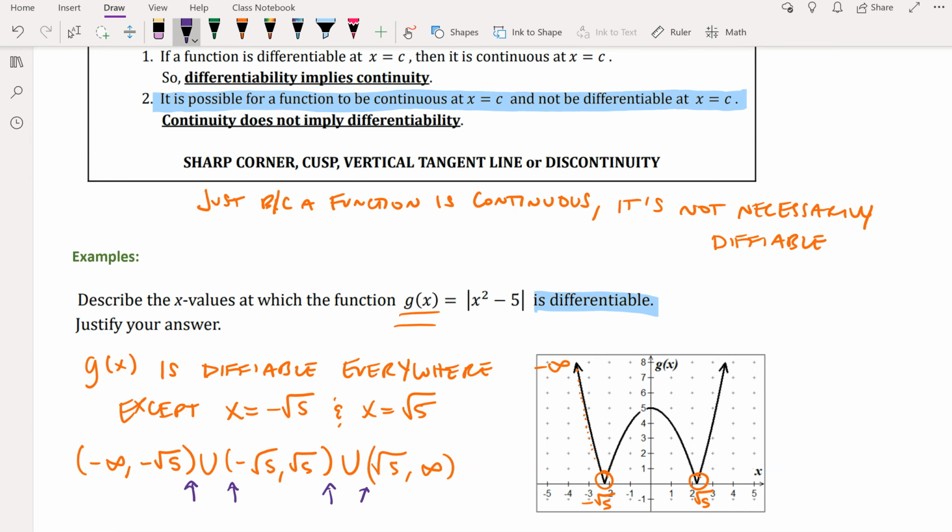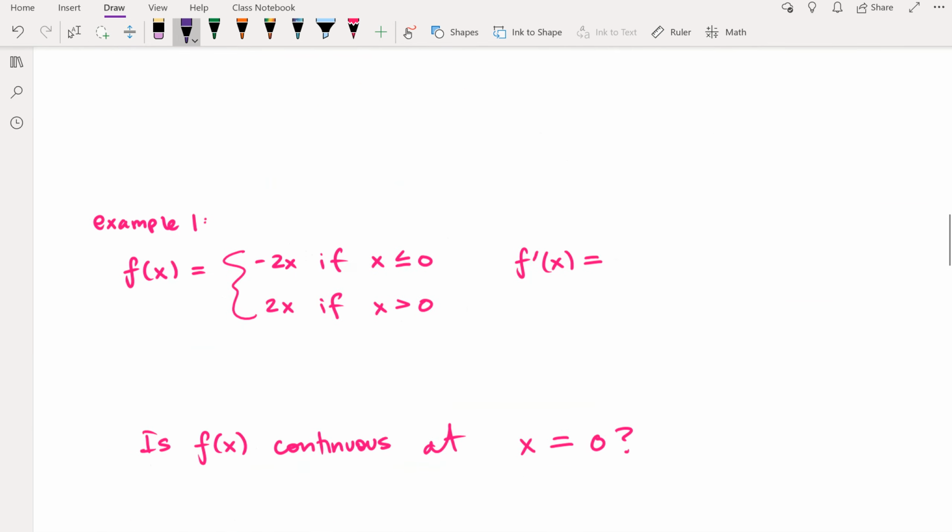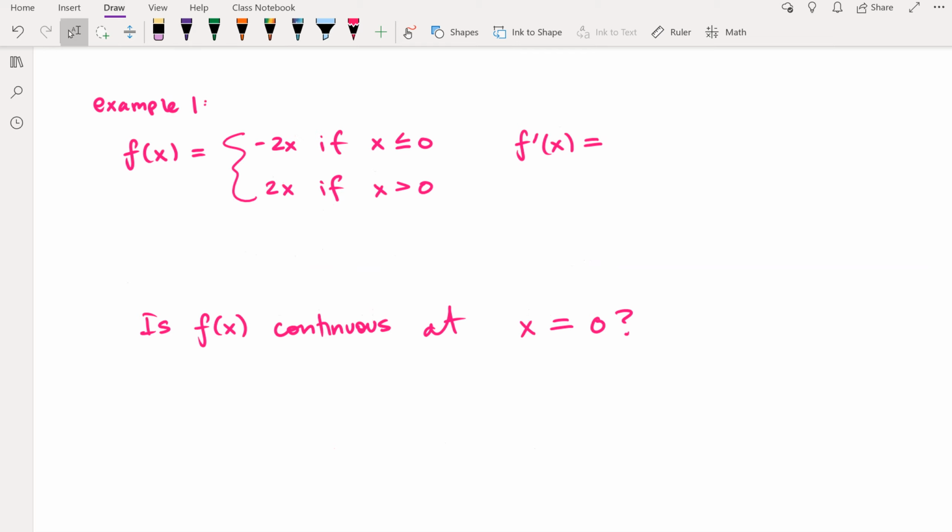Okay, let's move on to a different type of problem. And you need to make sure you have this whole example down. So write down your function f of x. We are going to find the derivative function f prime of x. And then we're trying to answer the question, is f continuous at x equals 0?